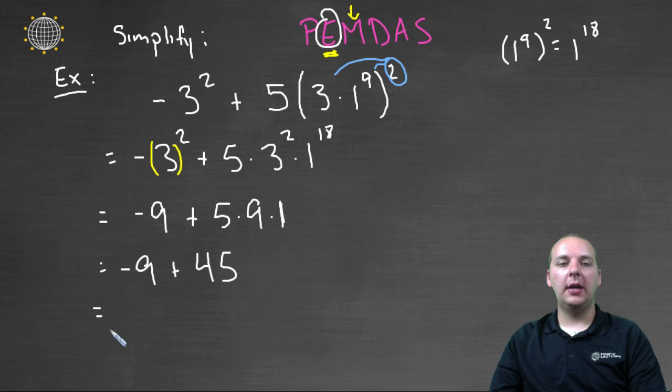Then we'd have negative 9 plus 45. And then we'll subtract 9 from 45, and we'll get 36 as our final answer. So we did parentheses, then took care of the exponents, then we did the multiplication, there was no division, and then lastly we took care of the addition and subtraction.